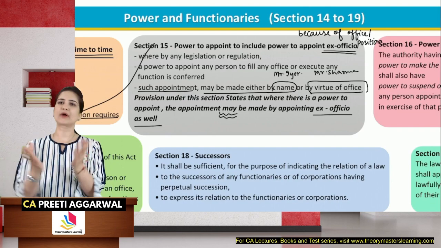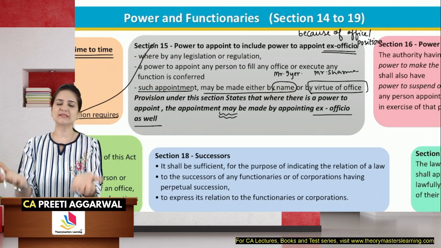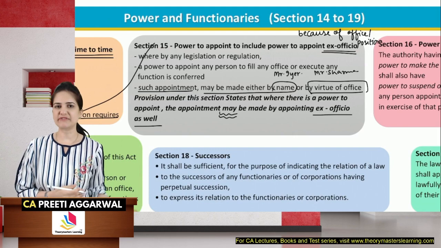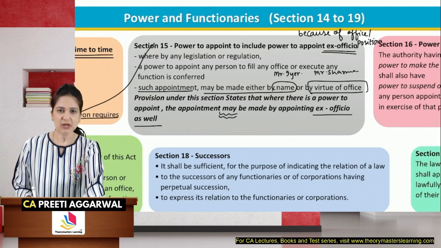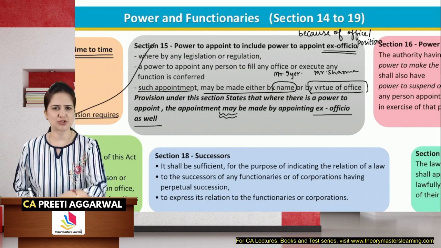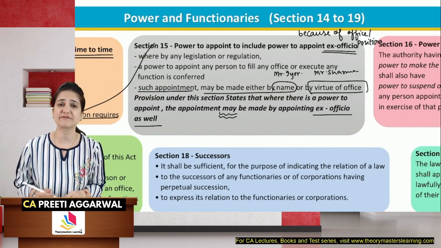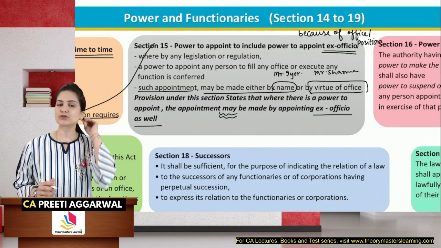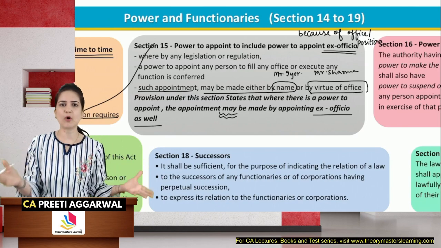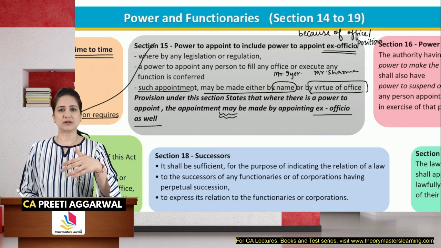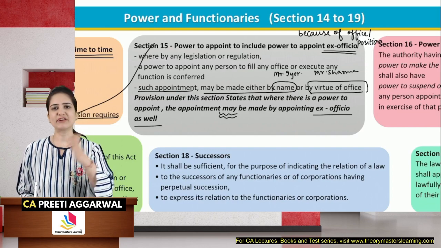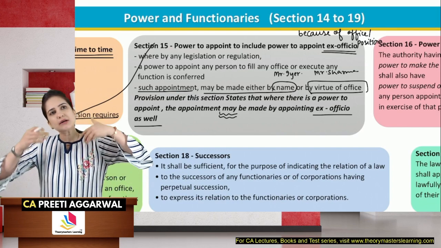So you can go and request the principal to please become the chief guest, because he's a natural choice. You will not go to the peon and tell him to become the chief guest. Because he is in office, he is the natural choice. Let's say, for example, you have formed a provident fund committee, or a provident fund board. In that case, the ex officio, that is the provident fund commissioner, is a natural choice.